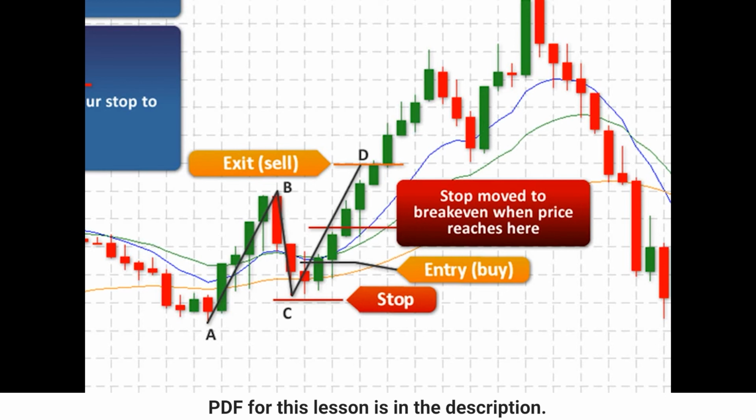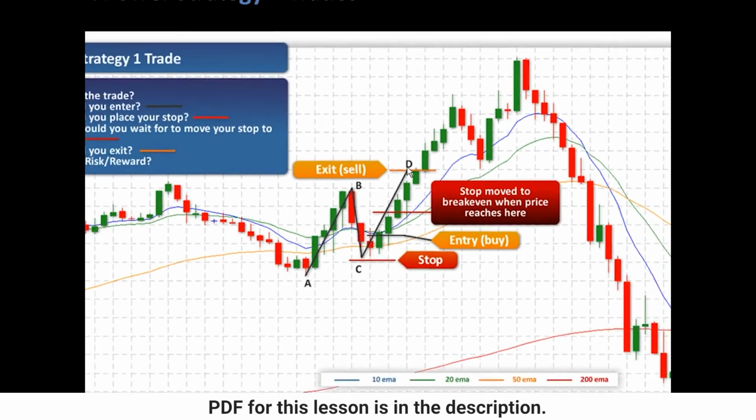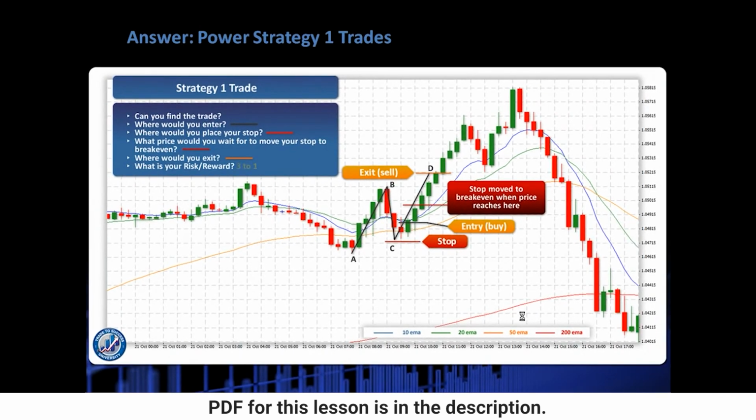And what about our risk reward? Well, again, strategy 1 trades are all fixed risk reward because we're entering at fixed points. We're always going to be entering at the 25% mark. We're always going to be exiting at the 100% mark, which is the D point. And we're always going to be putting our stop below point C. So the entry and the stop have 25% in it. And the entry to the exit has 75%. So our risk reward is always going to be 3-to-1 with strategy 1 trades.